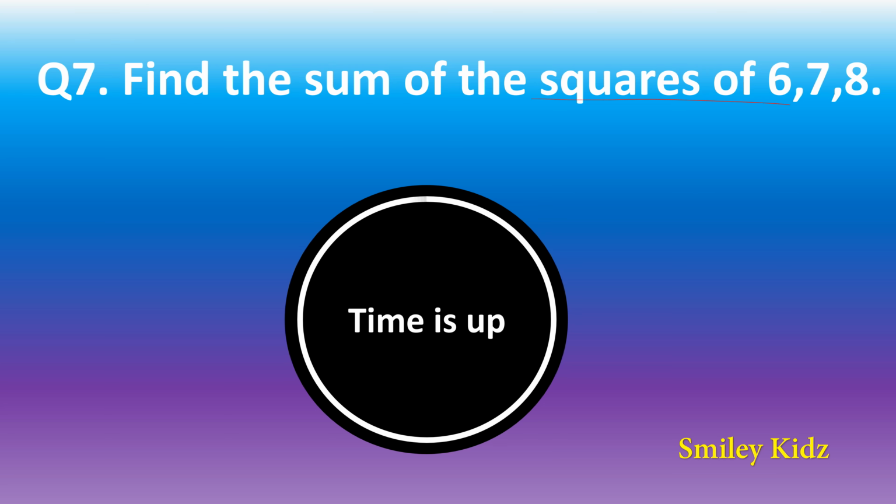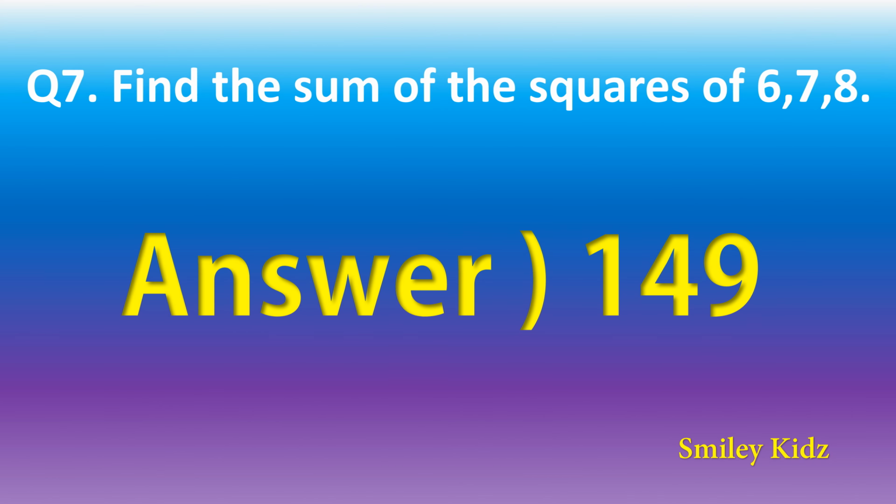Your time is up. And the right answer is 149. First, find the squares of 6, 7, 8. 6 square is 36. 7 square is 49. 8 square is 64. Since they are asking the sum of the squares, we will add them. 36 plus 49 plus 64, that is equal to 149. Therefore, the sum is 149.